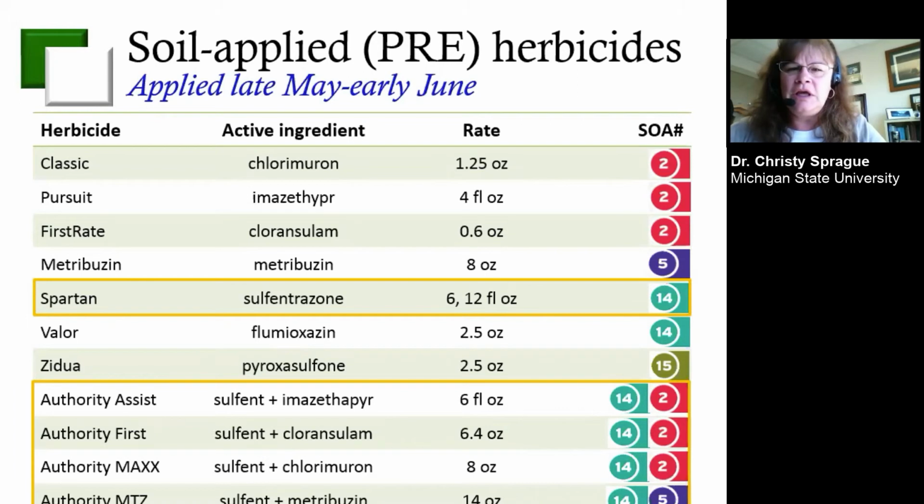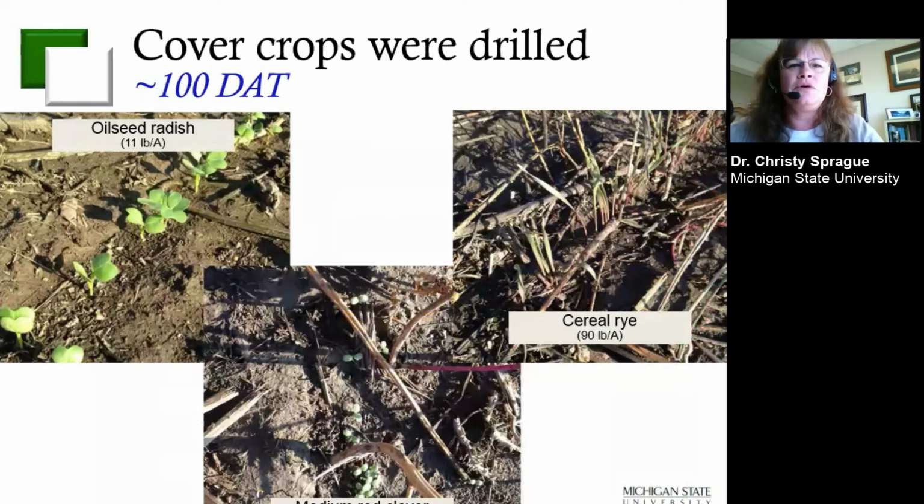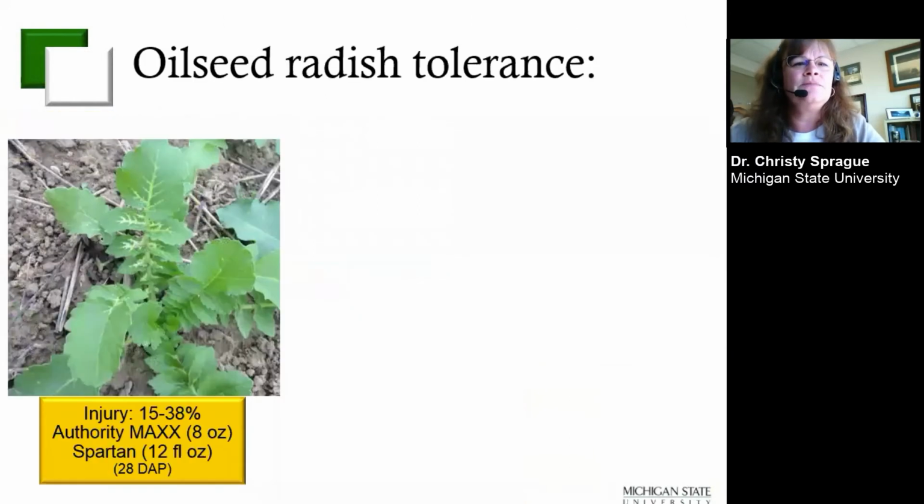So in looking at our results, again, these are soil applied. They're applied late May, early June, and then after soybean harvest, this is when we would do our drilling in our cover crops. What we did is we drilled in cover crops, the oilseed radish, we looked at medium red clover and cereal rye, and you can see the seeding rates there. And again, these were drilled at a typical time when soybeans would have been harvested.